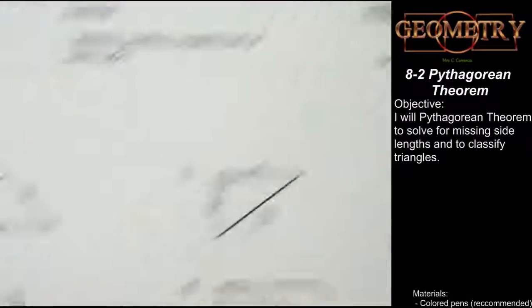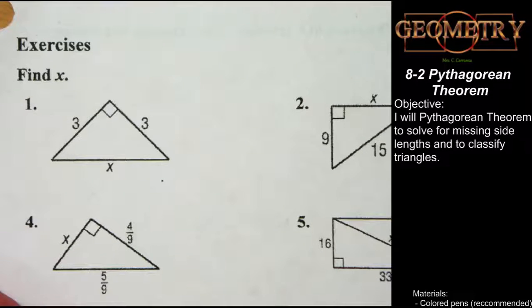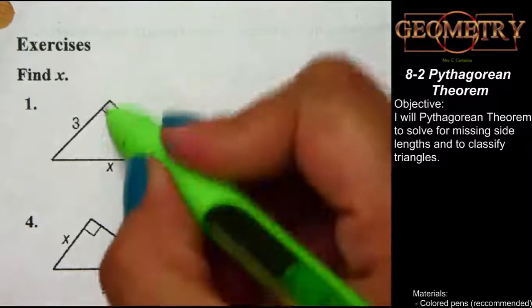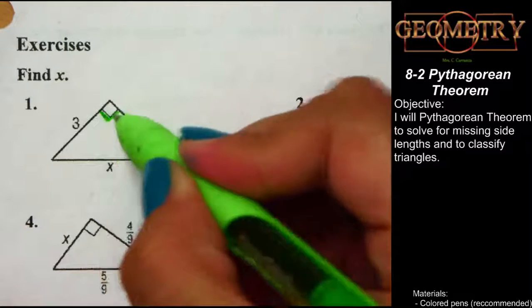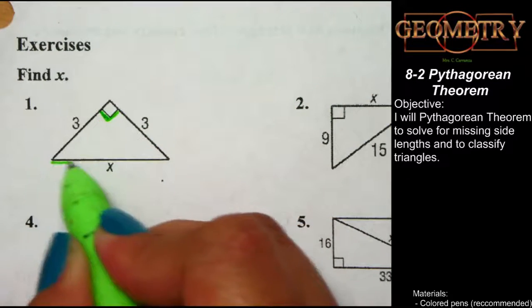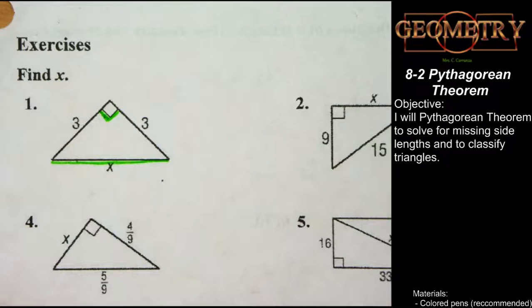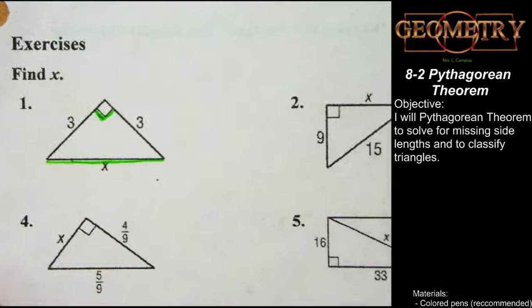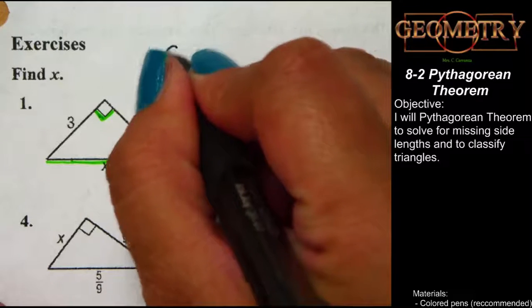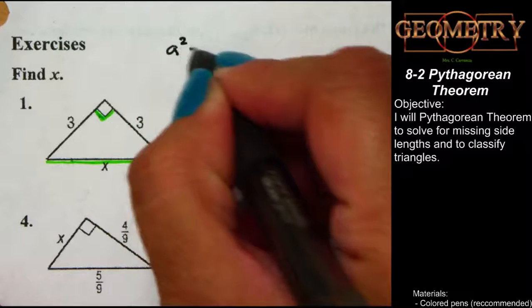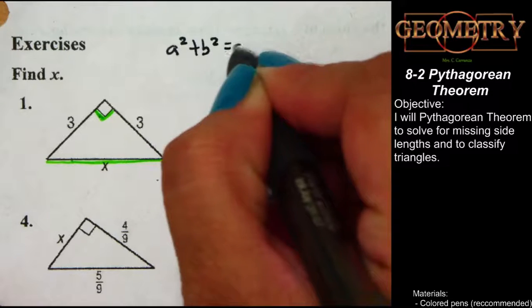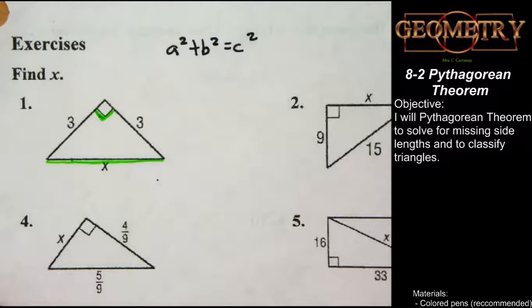Let's go ahead and do some examples. Number 1 asks us to find x. Let's identify where our hypotenuse is first. So here is our right angle, and hypotenuse is directly across from that. So in our equation of a squared plus b squared equals c squared, we must make sure that c squared is the hypotenuse. There is our equation.